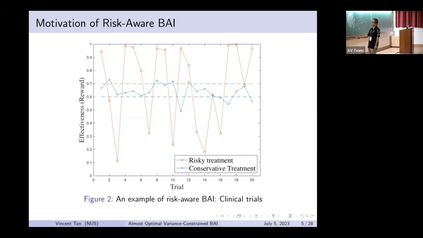But some people might want to choose the conservative treatment, even though its efficacy may not be that high, but we don't have sudden dips like this that could be very, very terrible in terms of the efficacy on a particular person. So we want to try to mitigate this. We want to take some other statistic into account and not just the expected reward in this work, okay?